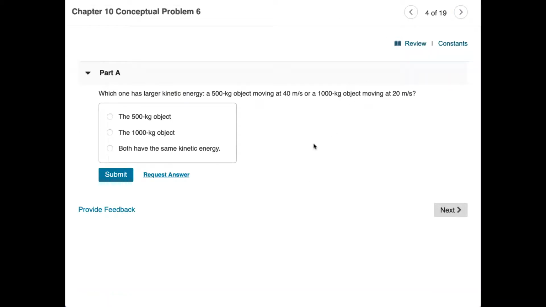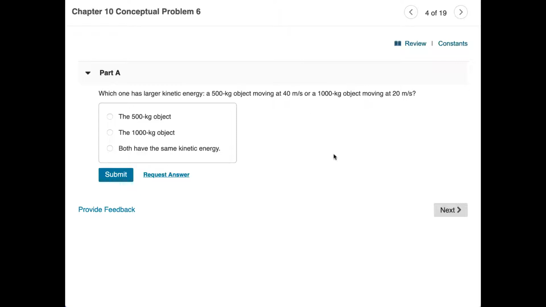Which one has a larger kinetic energy? A 500 kilogram object moving at 40 meters per second or a 1,000 kilogram object moving at 20 meters per second? Well, we simply have to calculate the kinetic energies in order to tell. But if we're a little bit clever, we can do better than that, because this is a 500 kilogram object and a 1,000 kilogram object, which means the second object is twice as massive. But the second object is only going half the speed. You say, well, those two things cancel out, so they'll be the same. Because kinetic energy is 1/2 mv squared.